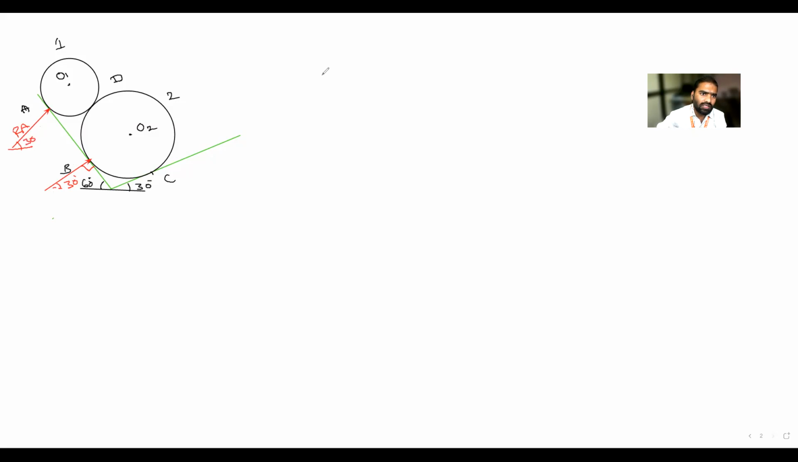Then there is RC. How much is the angle made with RC? It is 60 degree, because this is 30 and this is 30, so this is 60 degree. Correct to everyone? Yes. So we got the horizontal angle of RA, of RB, and of RC. But there is a reaction between O1 and O2, that is D. Correct. Here is a reaction.